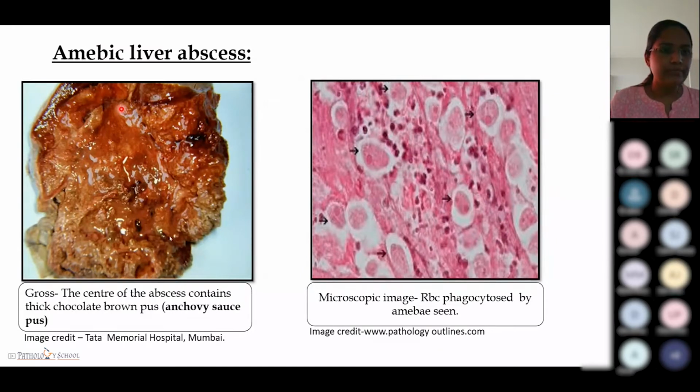So next is amoebic liver abscess. Here in this gross picture, as we can see, the center of the abscess contains thick chocolate brown pus, which is also called anchovy sauce pus, which is necrotic tissue. And microscopically, here the RBCs phagocytosed by the amoebae are seen.